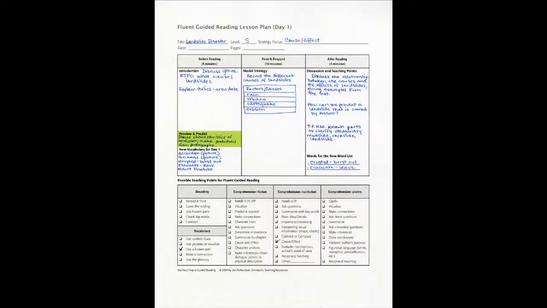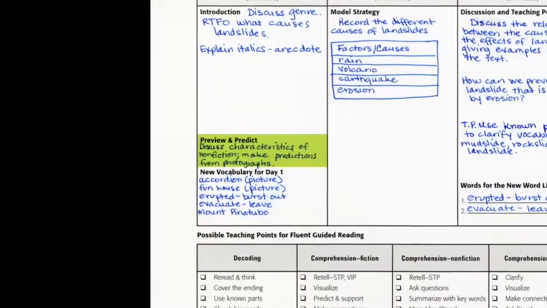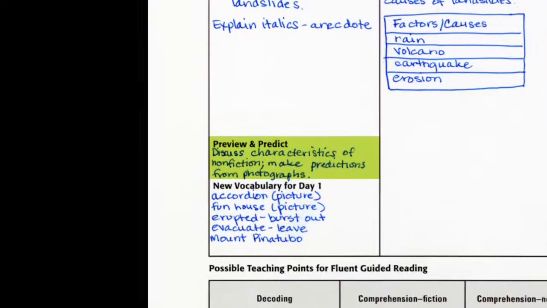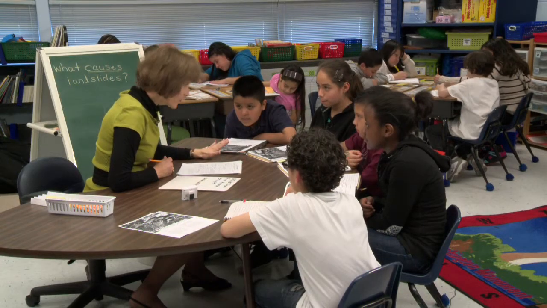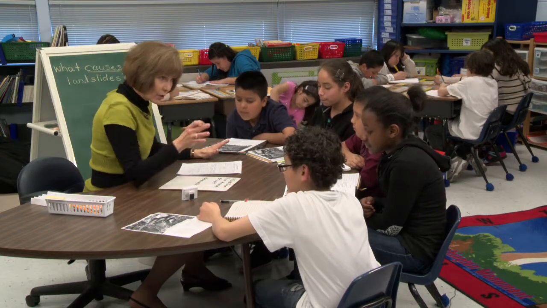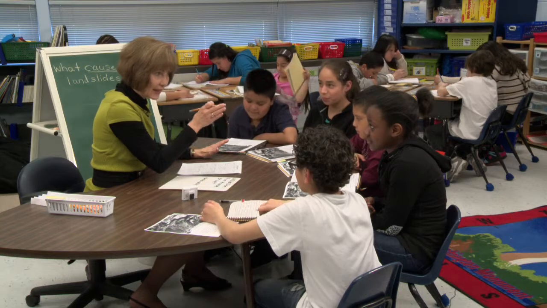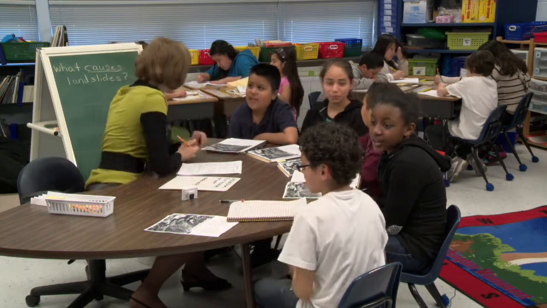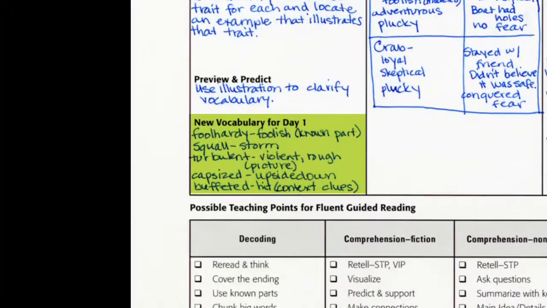So during the book introduction, have students make predictions and ask questions using text features, such as the table of contents, headings, and illustrations. On the front page, you see a photograph of a landslide. I want you to turn and talk to each other and make a prediction. What do you think caused that landslide? Talk to me.